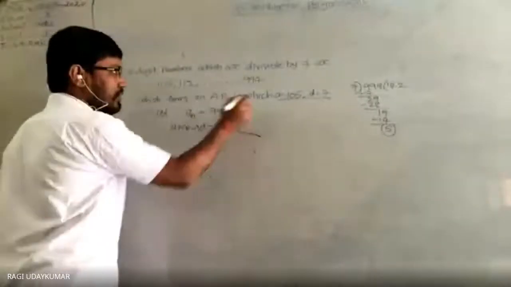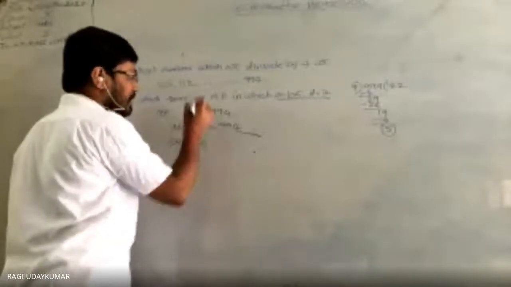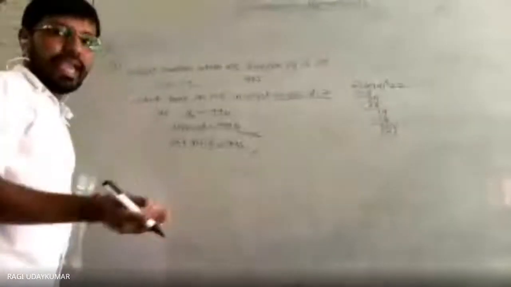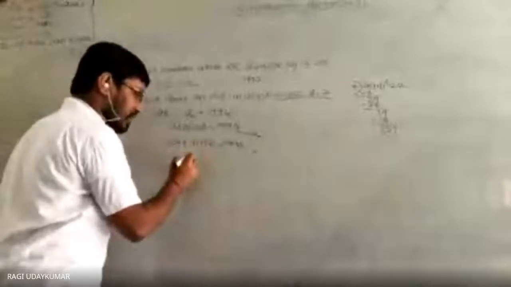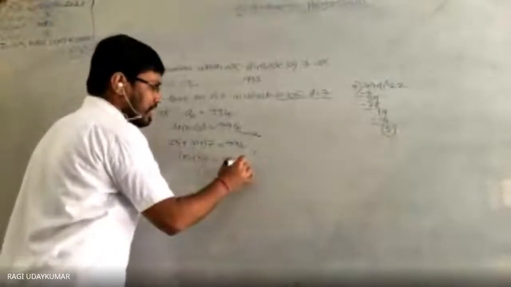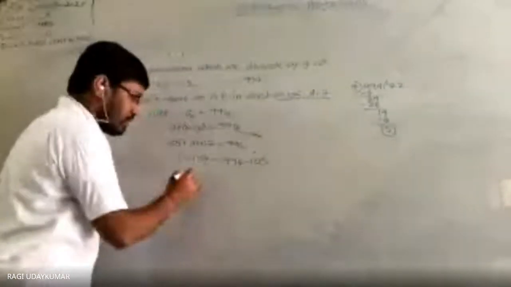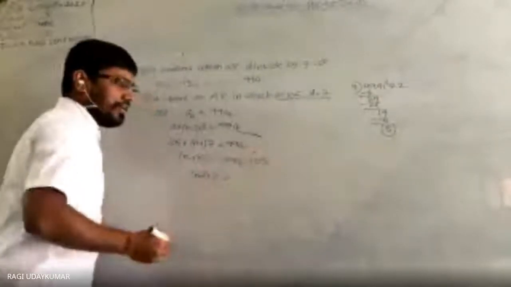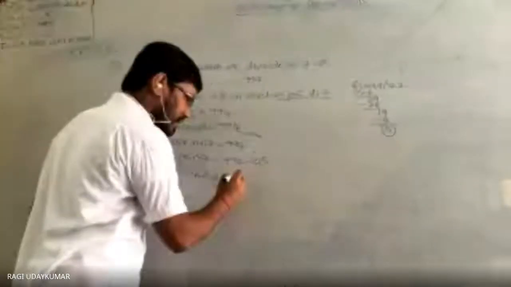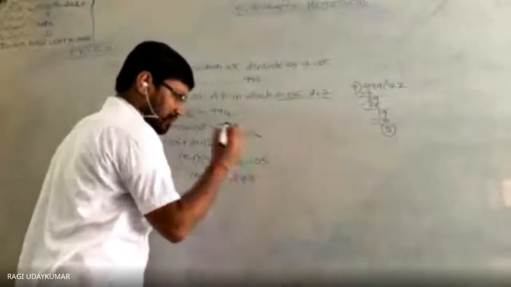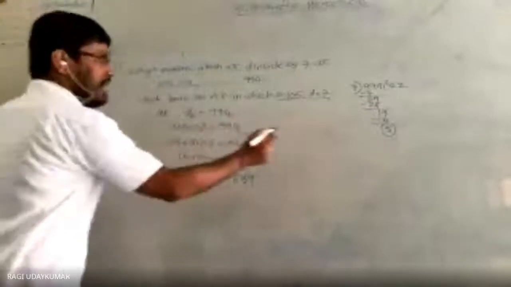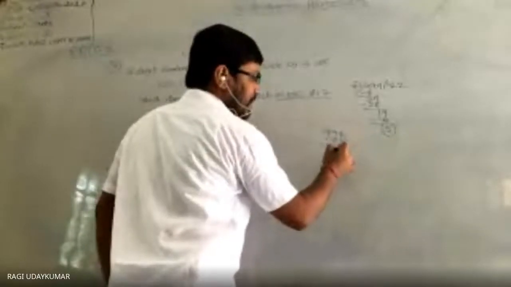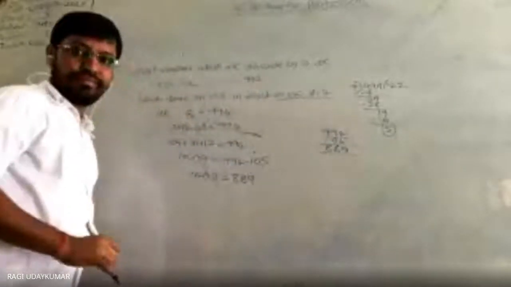Now the A value is 105 plus (n minus 1) into the D value, which is 7, equal to 994. Here, from this you need to find the n value. So take 105 to the right side: (n minus 1) into 7 is equal to 994 minus 105. So (n minus 1) into 7 is equal to 889. Subtract 994 minus 105, borrowing, 14 minus 9 is 5, and 889 will come.